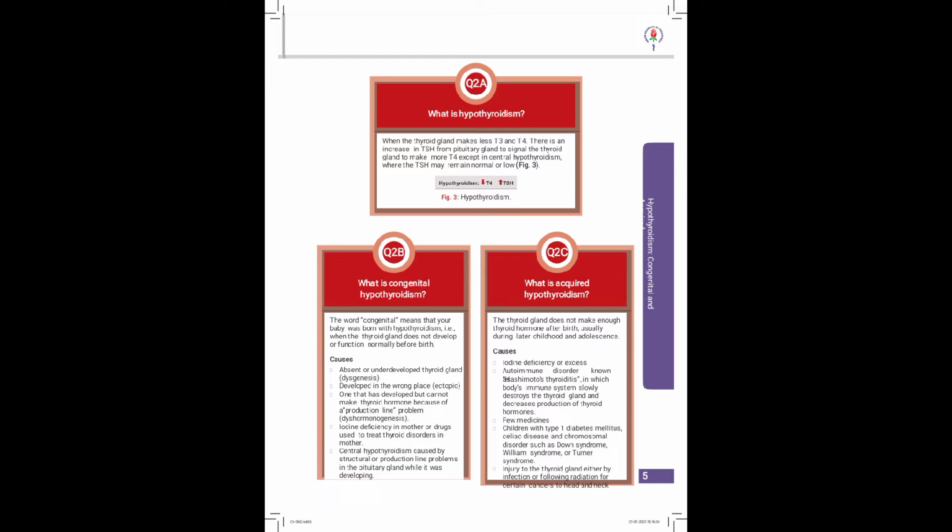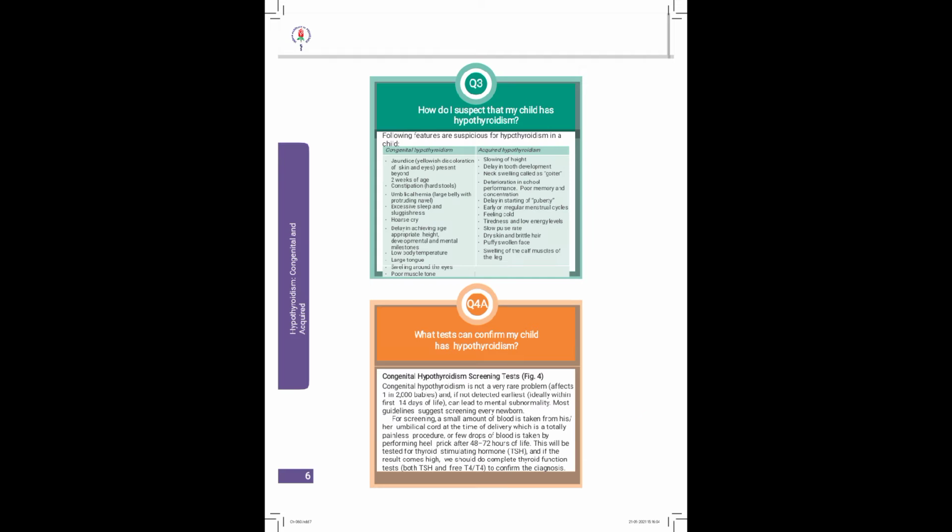Apart from that, there can be some medications, or children with other autoimmune disorders can be associated with acquired hypothyroidism, like type 1 diabetes mellitus and celiac disease, or chromosomal disorders like Down syndrome, Williams syndrome, and Turner syndrome. Also, injury to the thyroid gland in the form of infection, or radiation to the neck for head and neck cancer, can lead to acquired hypothyroidism.